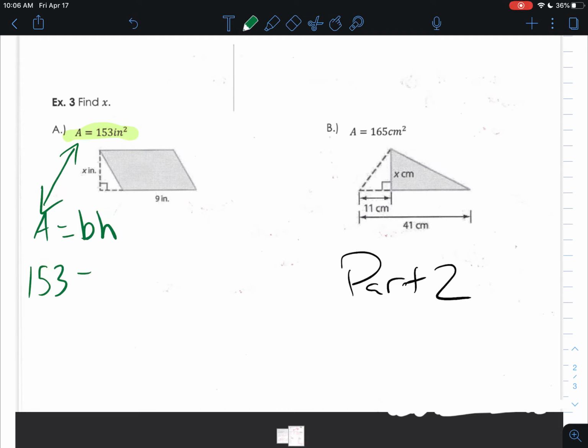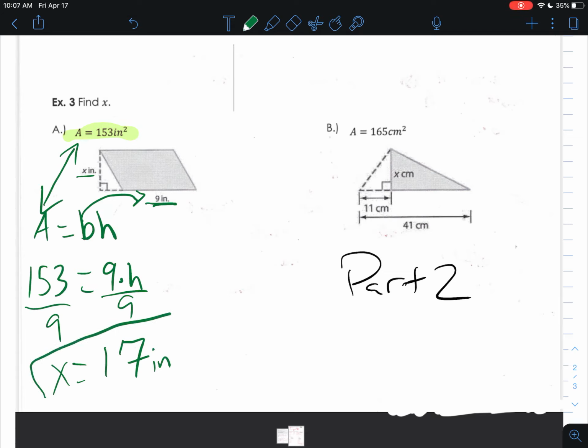So we have 153 equals base 9 times height. Well, from there, if we're trying to find x, we're certainly trying to find the height. So we divide both sides by 9, and we get x equals 17 inches.